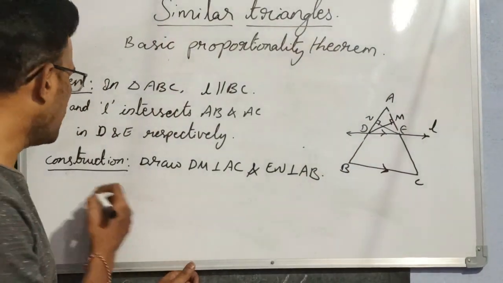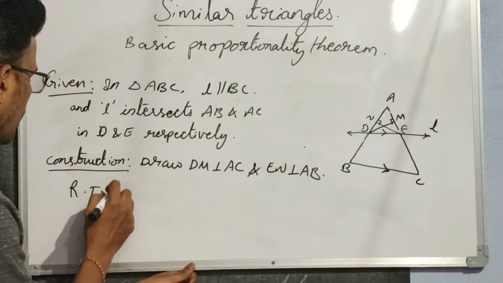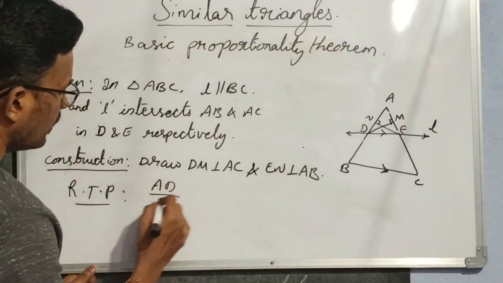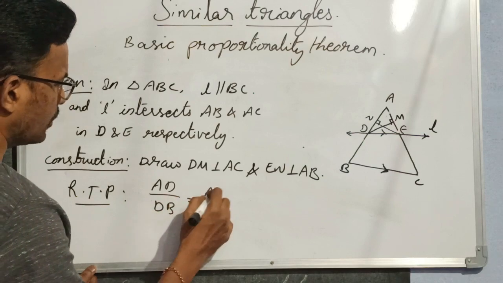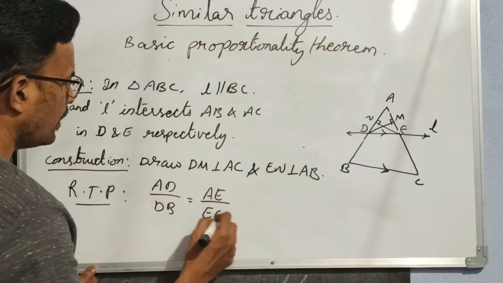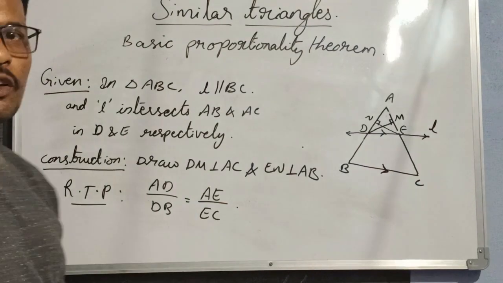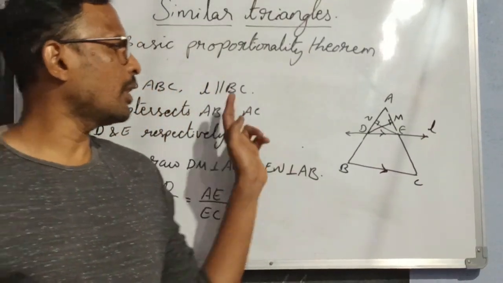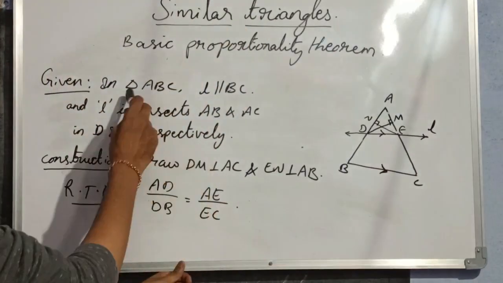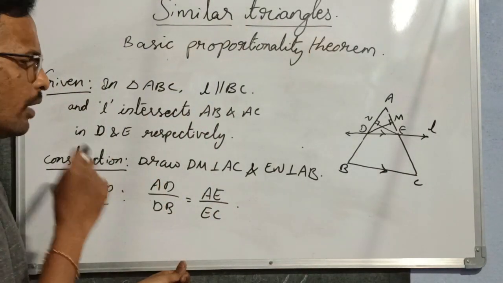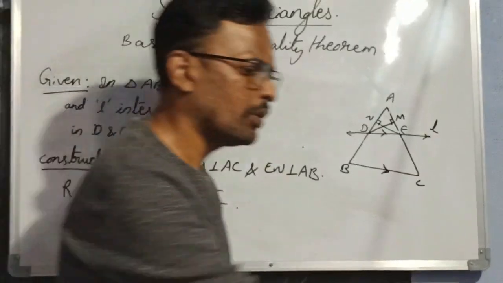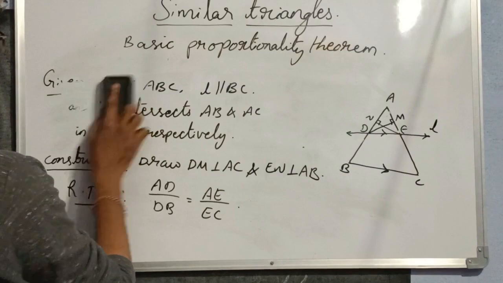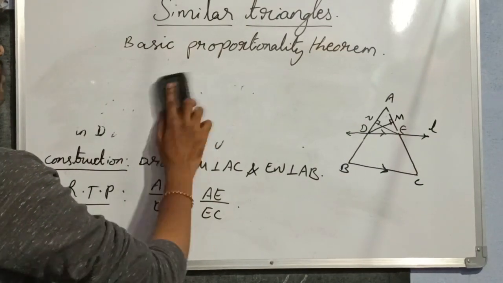Next, proof. Required to prove, RTP. What we need to prove? AD by DB is equal to AE by EC. This is what we need to prove. Understood? So these are the first three steps which we need to write: given, construction and required to prove. Next we'll go to our important part, that is proof.